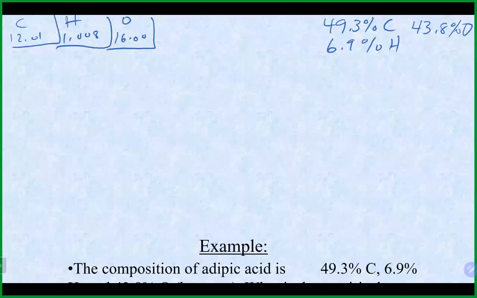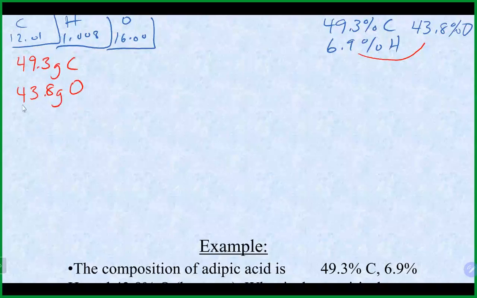Okay, let's take a look at this. So once again, we are given everybody in percentages here. So we just quickly look at it. We do have about 100% there given, which means that we are good to just convert these into grams. So that would give us 49.3 grams of carbon. That would also give us 43.8 grams of oxygen and 6.9 grams of hydrogen.